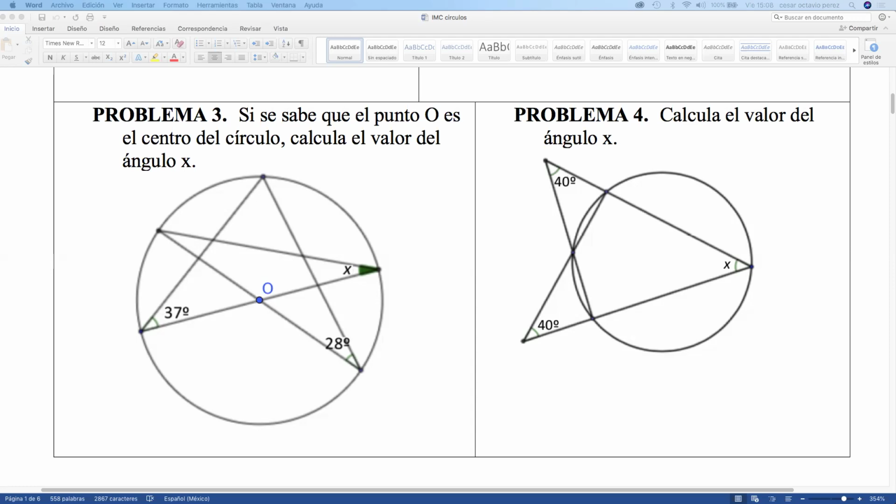25 degrees. 25 degrees. Ok. How do you solve it? ¿Cómo lo resolviste?